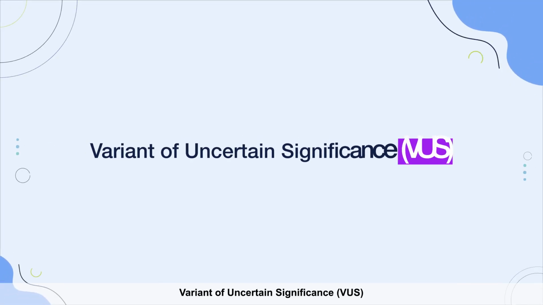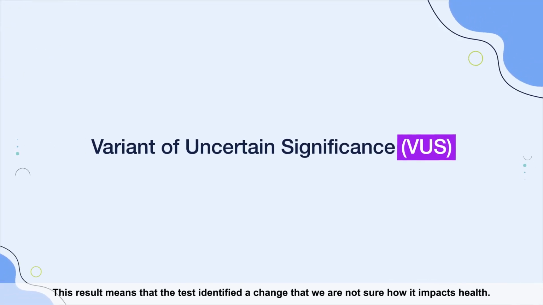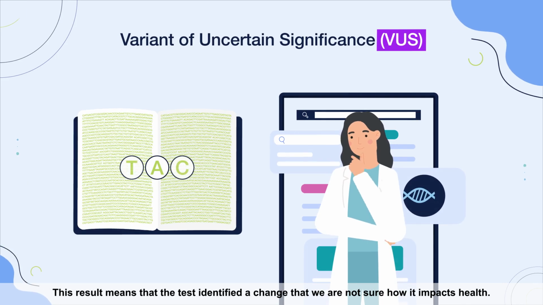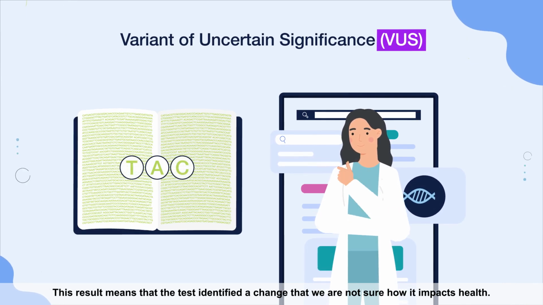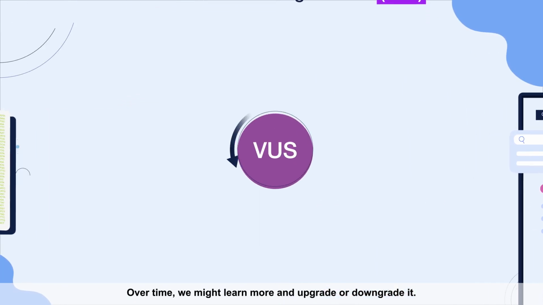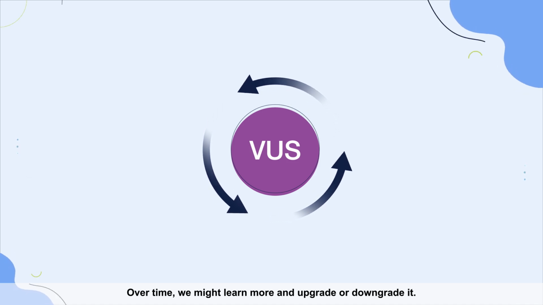Variant of uncertain significance. This result means that the result identified a change that we're not sure how it impacts health. Over time, we might learn more and upgrade or downgrade it.